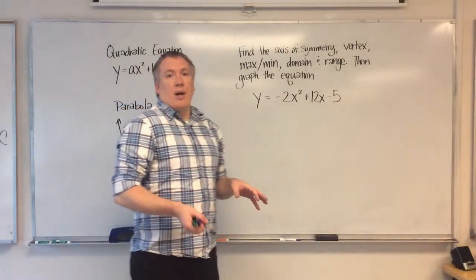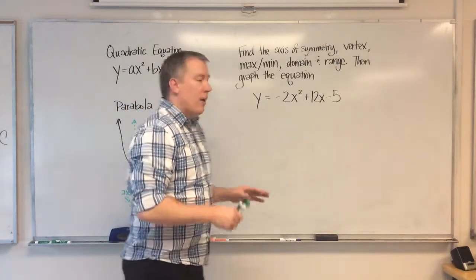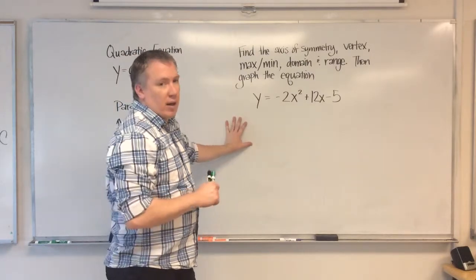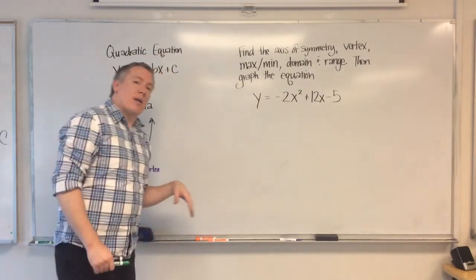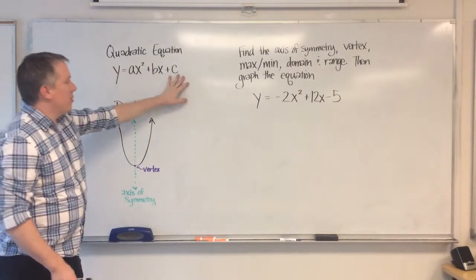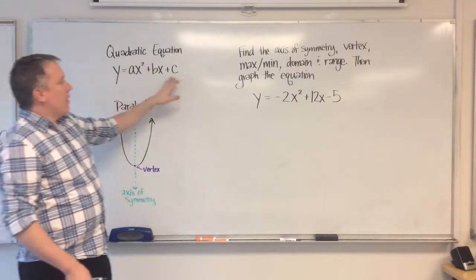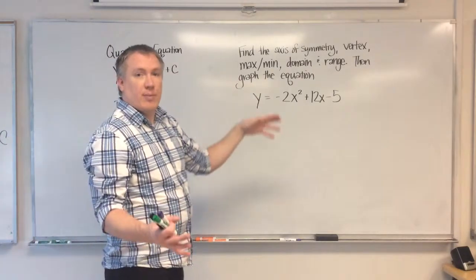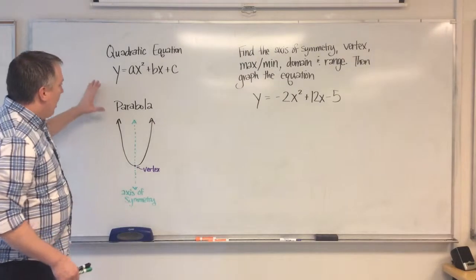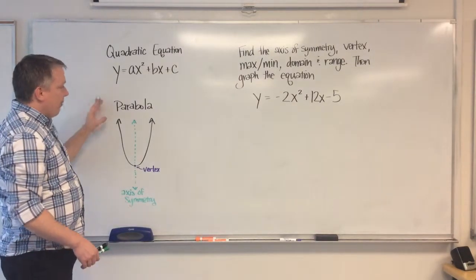Okay, Chapter 9 of Algebra 1 deals primarily with graphing quadratic equations. Quadratic equations take the form y equals ax squared plus bx plus c, where a, b, and c represent coefficients, which means they represent numbers. When you graph them, they always take the shape of a parabola.